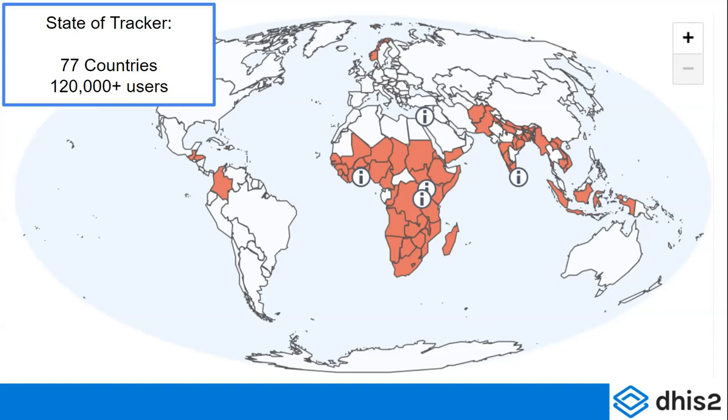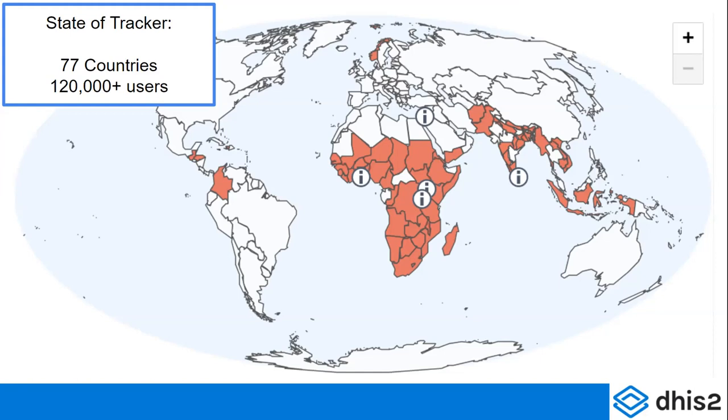And at this point, at least as far as we've identified, we have at least 77 countries using Tracker at a large scale. Most of those countries are using more than one Tracker program. They're covering a variety of health services using Tracker. Again, we have a minimum of 120,000 regular users, which in the world of DHIS2 is quite a lot of users, because we're typically aiming below the national level. We're talking about the people at the labs, the people that are providing health services, the nurses, the midwives, the doctors that are relying on Tracker day to day.